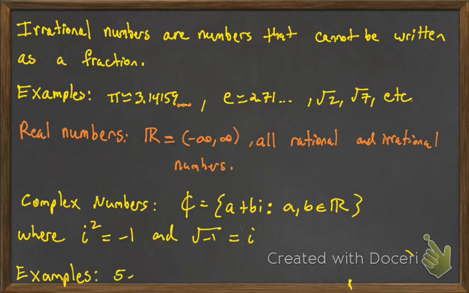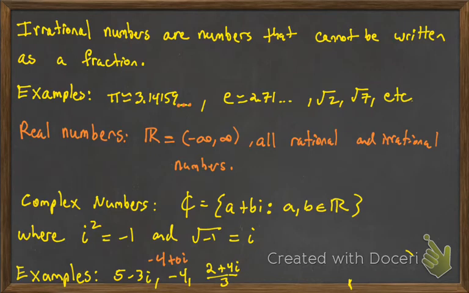So example, 5 minus 3i, that's a complex number. 5 is the real part, and then -3 is the imaginary part. -4 is also a complex number. Any number is going to be a complex number. And how we can write any number as a complex number, like -4, we can say it's -4 plus 0i. Okay, or 2 plus 4i over 3, that would also be a complex number.